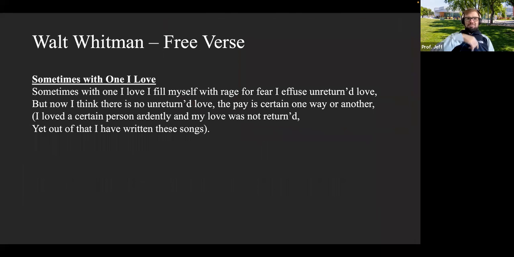forget about it. For example, this is a short poem of his, right? Only four lines. This is called Sometimes with the One I Love. Notice right away how long these lines are. If I even just count the syllables, sometimes with one I love, I fill myself with rage for fear I effuse unreturned love. 21 syllables. It's not even an even number of syllables.